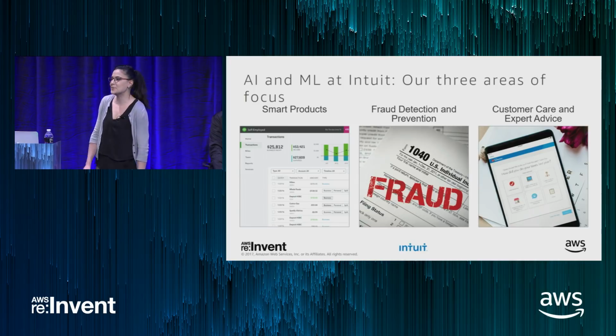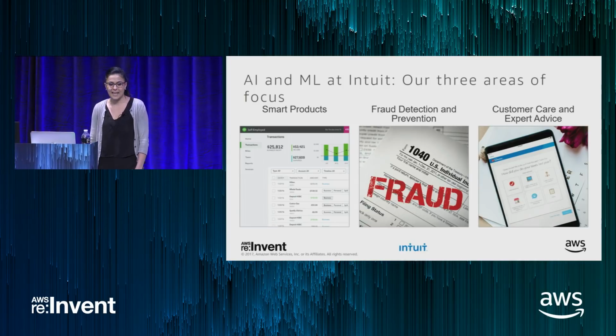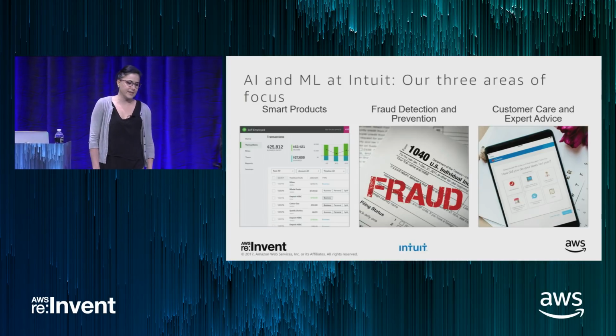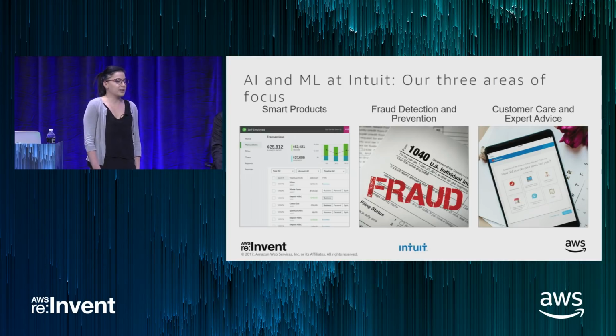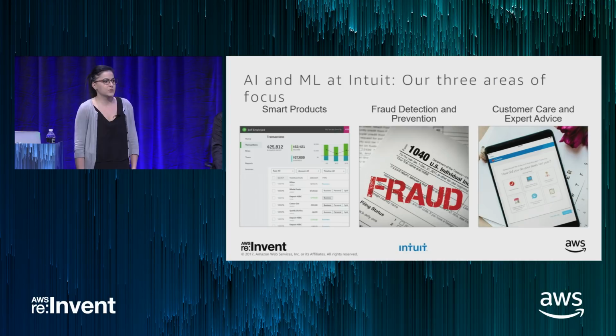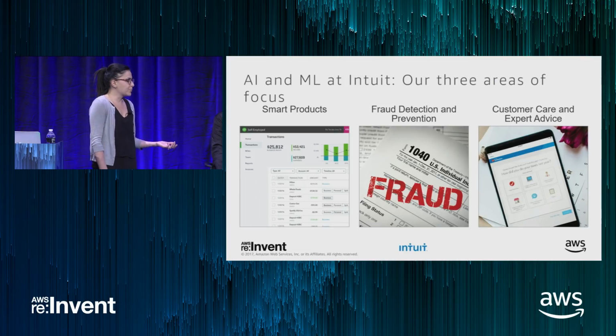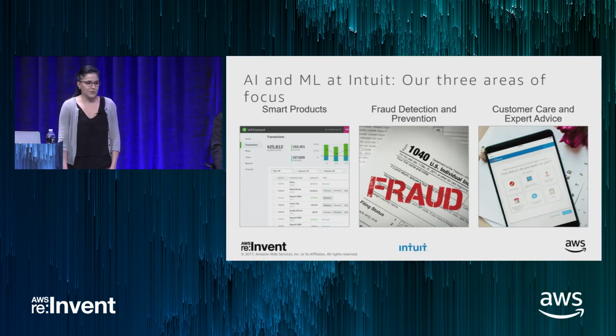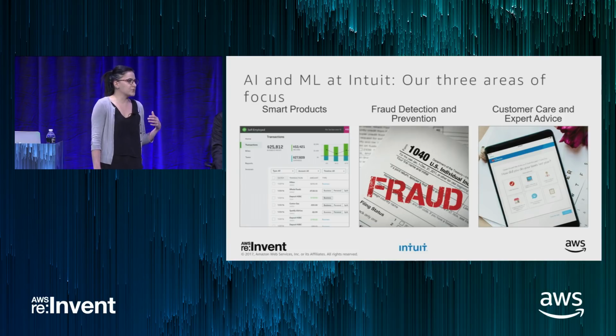Okay, so when it comes to AI and ML at Intuit today, we have 3 different focus areas. The first one is what we call smart products. This is where we'd like to leverage AI and ML to personalize our products, automate repetitive tasks that might be part of managing your personal finances, and also find ways for people to save money and make money in new ways.